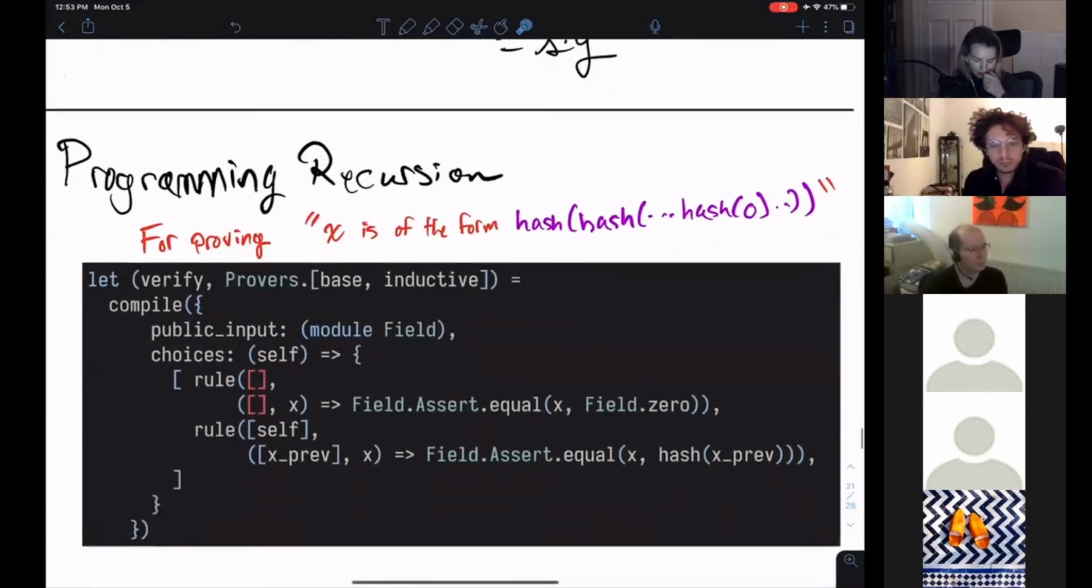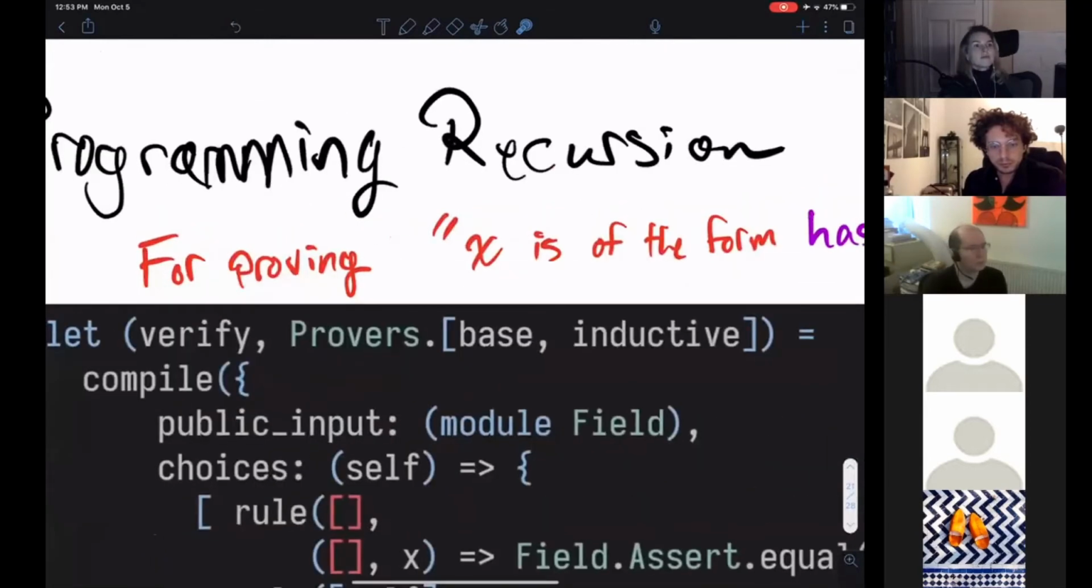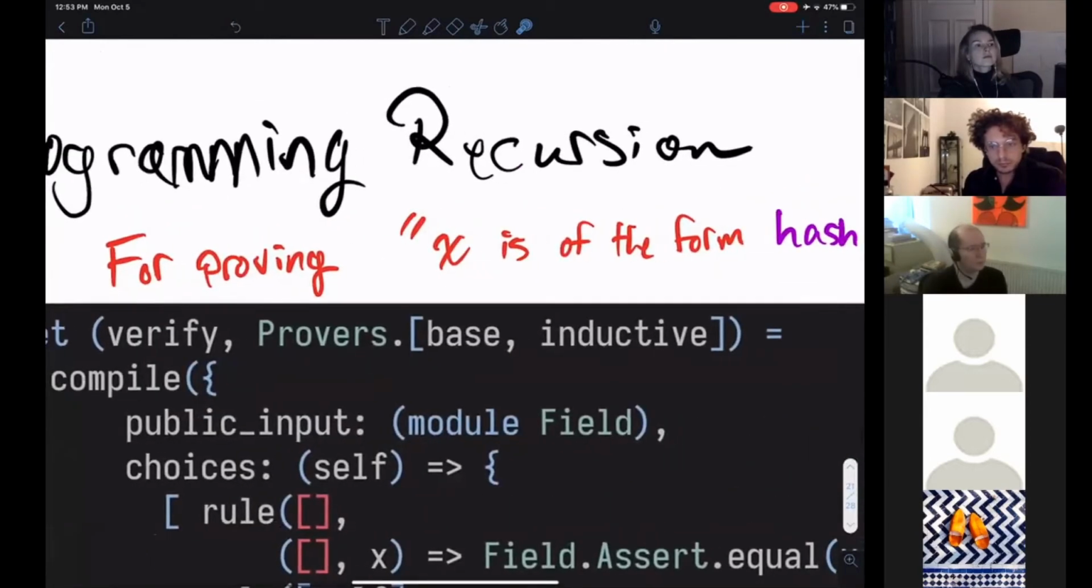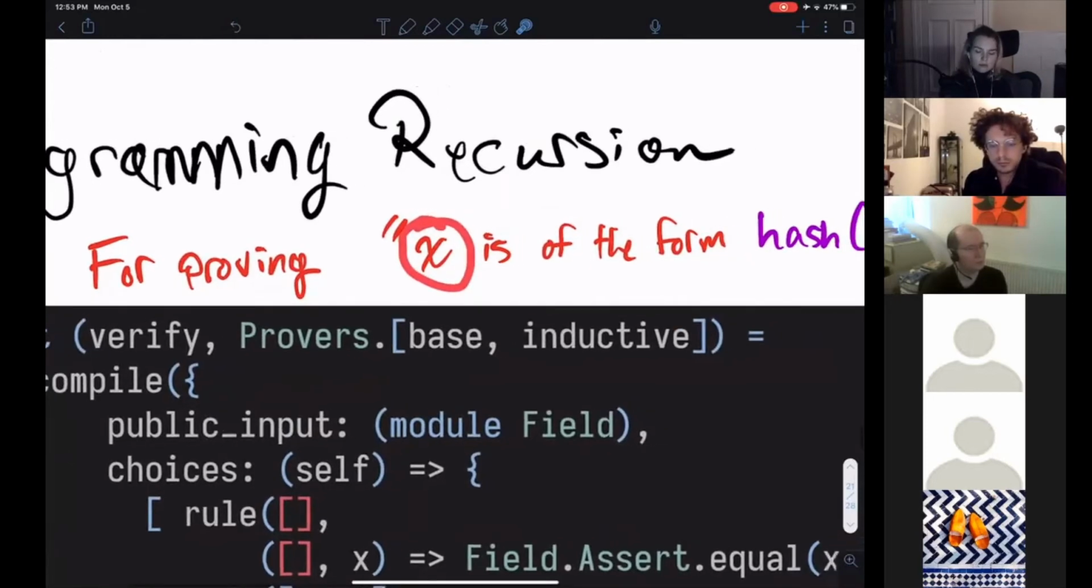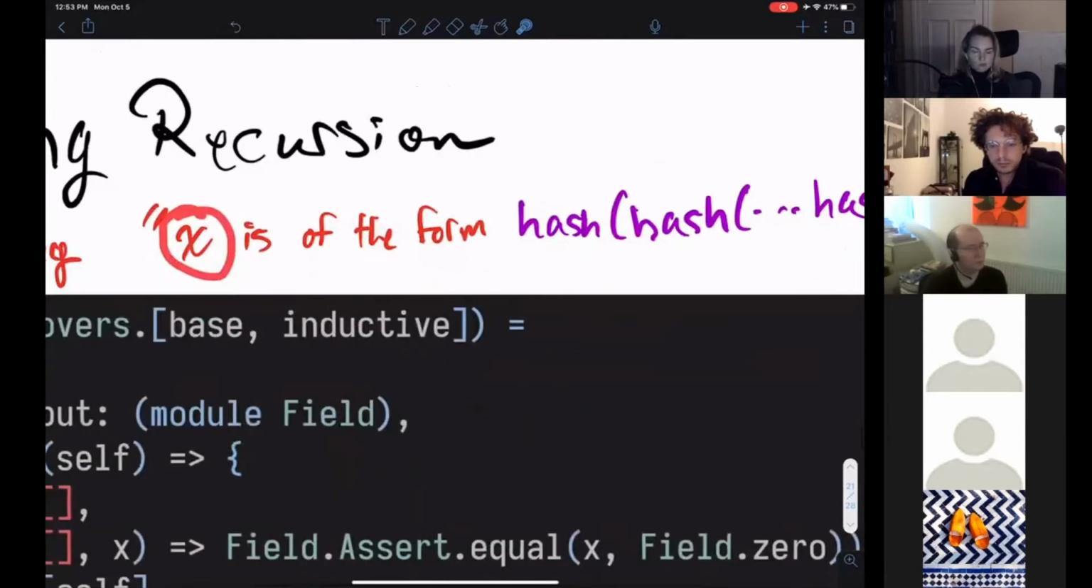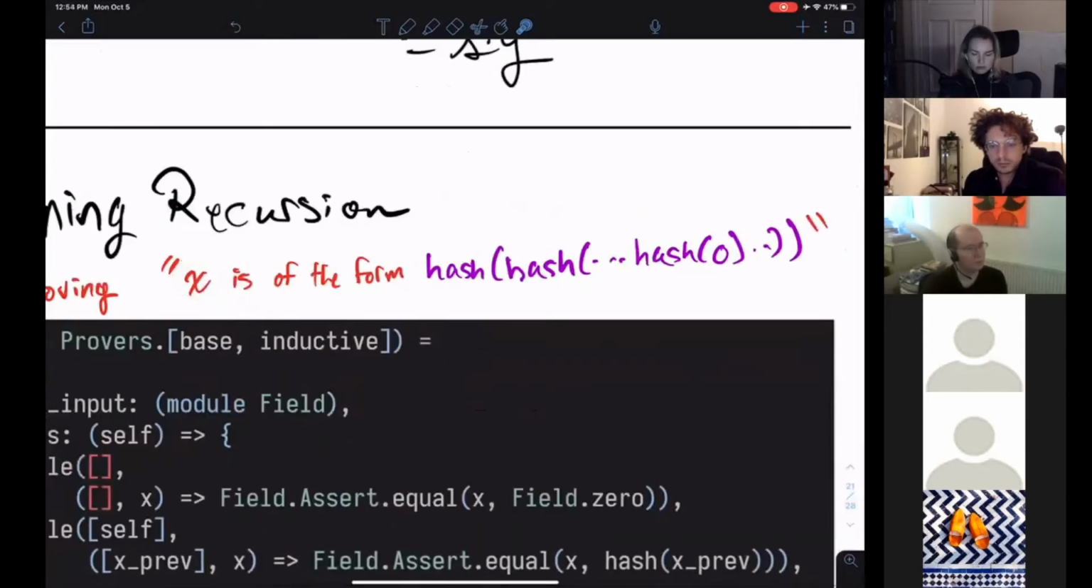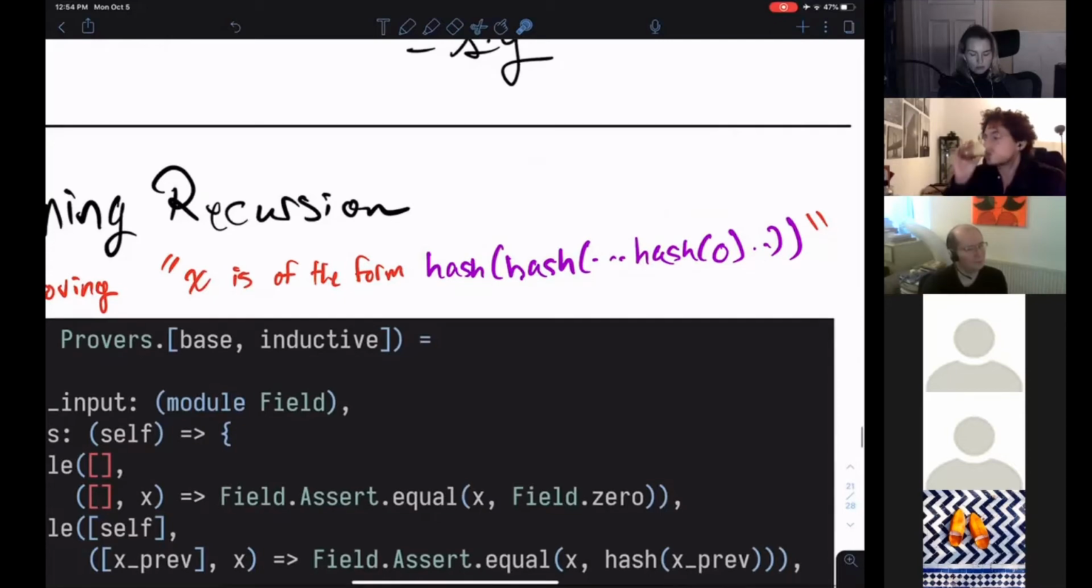Okay, so let's see an example of actually using the recursion library. Let's say we want to prove statements where the public input will be x, okay? And what we'll prove about x is that it is of the form hash of hash of hash of hash of hash of hash of 0, some number of times. That is, there exists a number of times such that x is of this form. So here's how we do it.